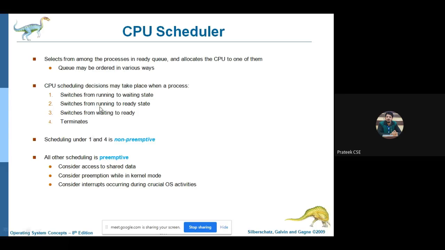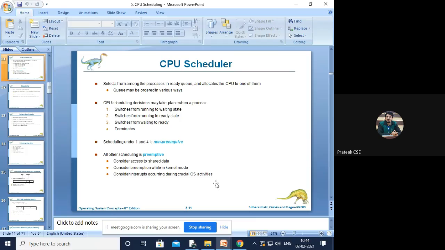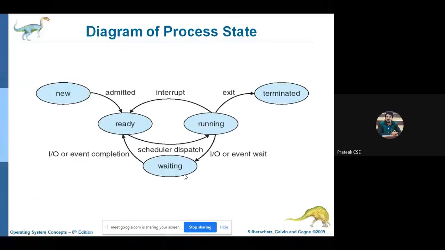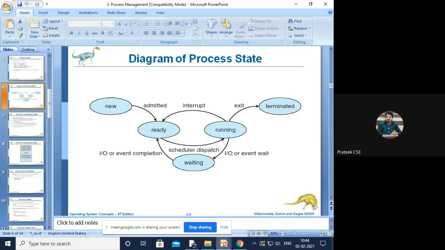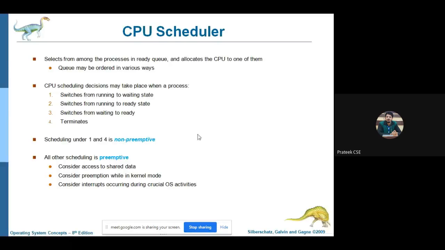So there are 4 different cases when the CPU scheduler has to take a decision, or has to choose the processes from the ready state. The very first case is whenever the process switches from running to waiting state. So any process that was running, in between there is a requirement for that process to perform some input output operation. So process P1 was running and went to the waiting state. As soon as P1 went away, the CPU is idle. Now it is the responsibility of the CPU scheduler to choose any process.